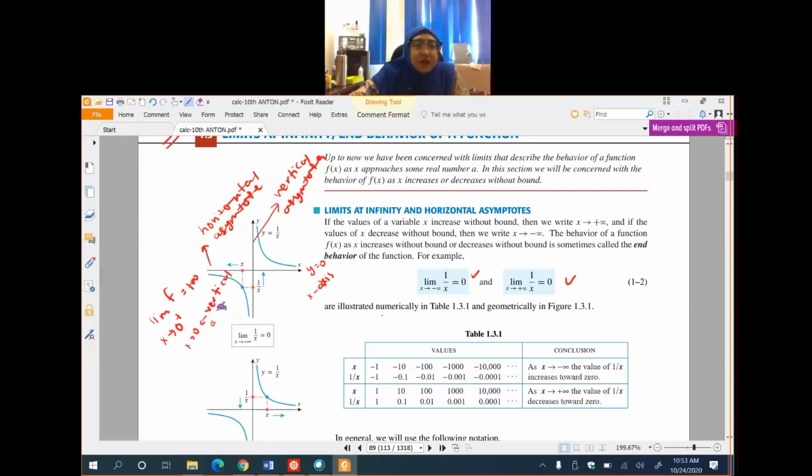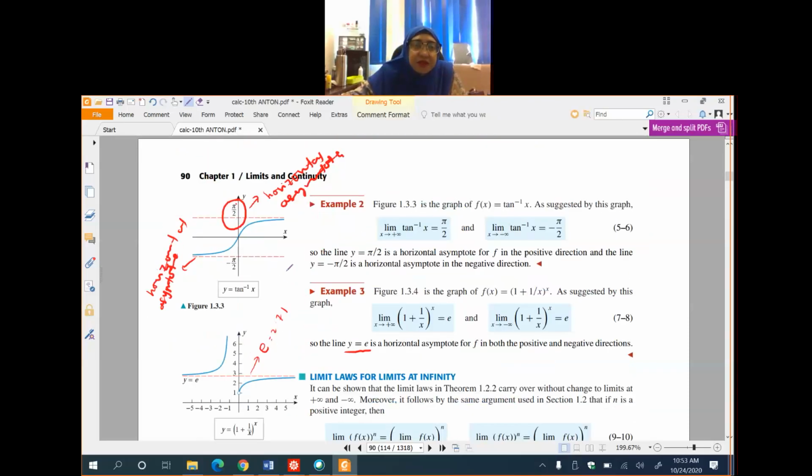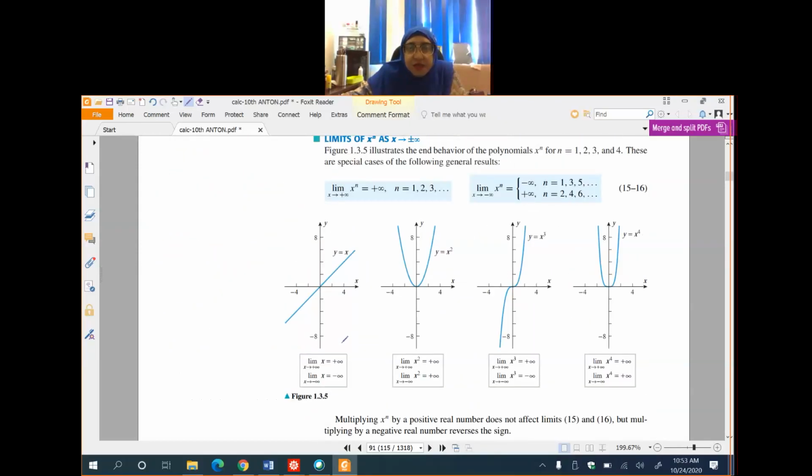Okay, vertical asymptote. It's the same for the limit of f as x tends to 0 from the left hand side. It will be negative infinity. So the limit of f as x tends to 0 from the left hand side, 0 with superscript negative, this one will give you negative infinity. Okay, so x equal to 0 will be the vertical asymptote. Okay, so that's the difference between horizontal and vertical asymptotes.